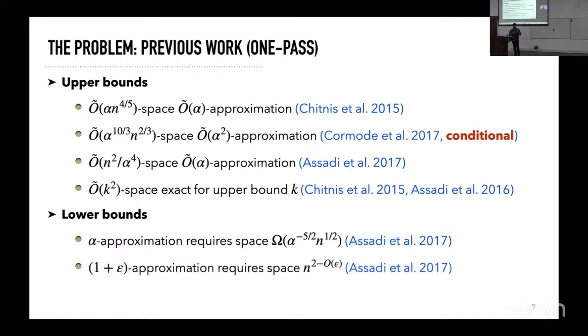In fact, they went on to show that if you want to approximate it even more, to within 1 plus epsilon, then you need space which is nearly quadratic. You need almost the entirety of the space that you're given, n to the 2 minus some epsilon. Okay, so this is the landscape.